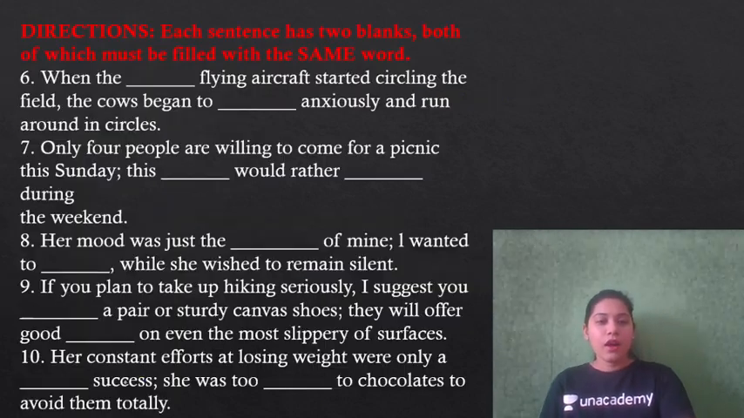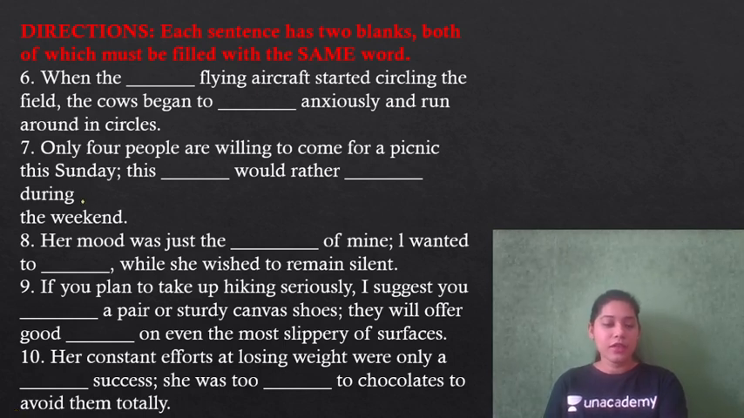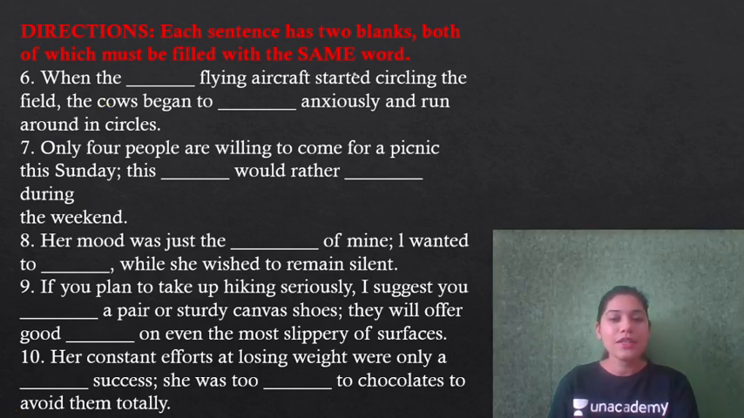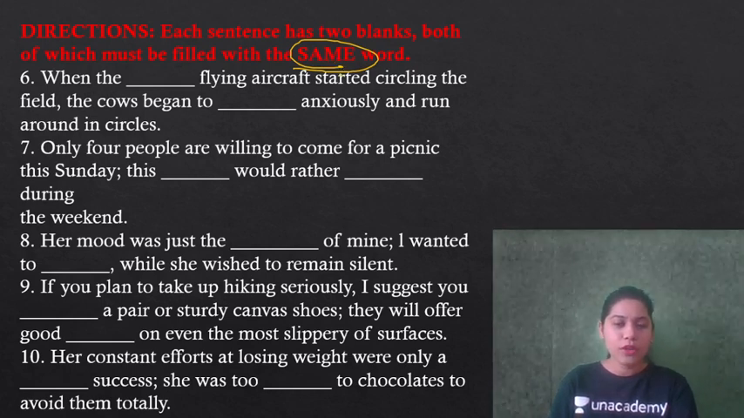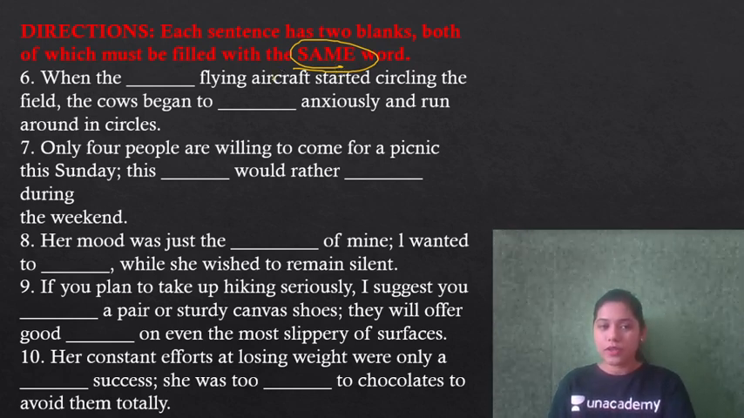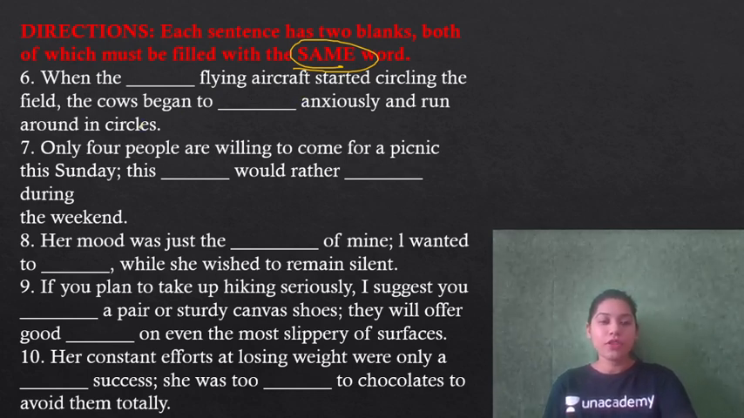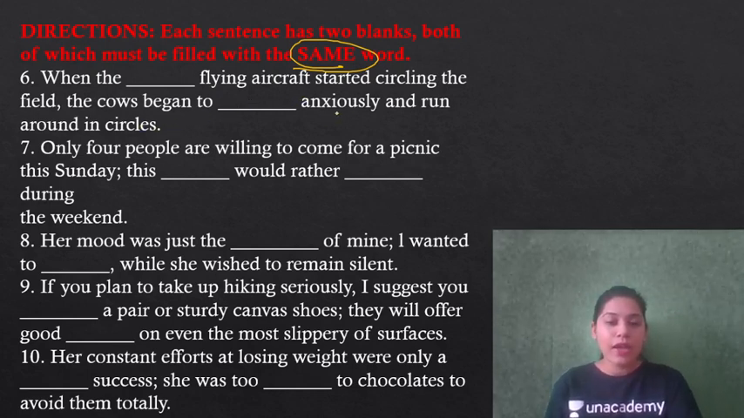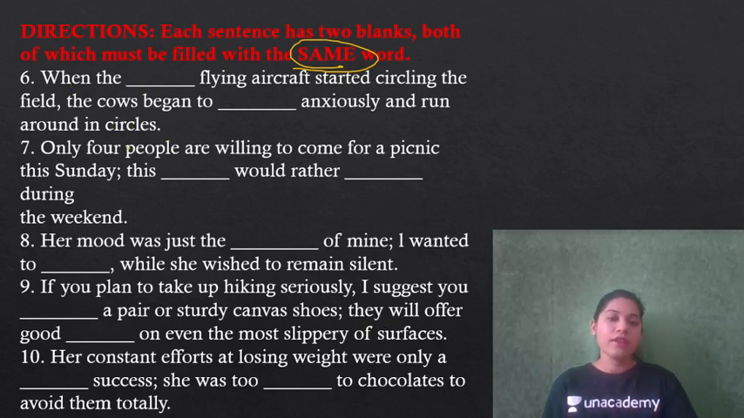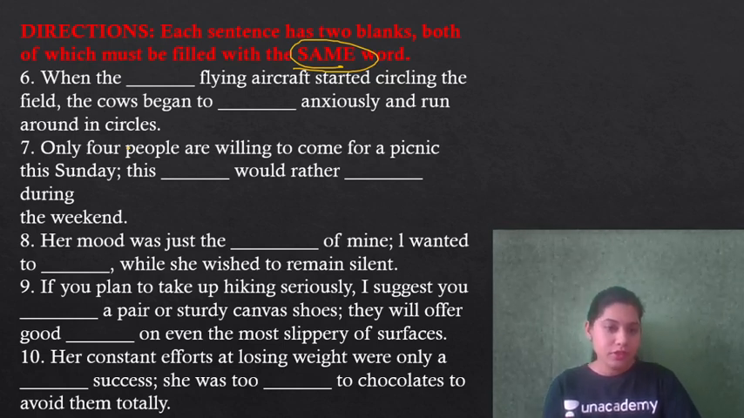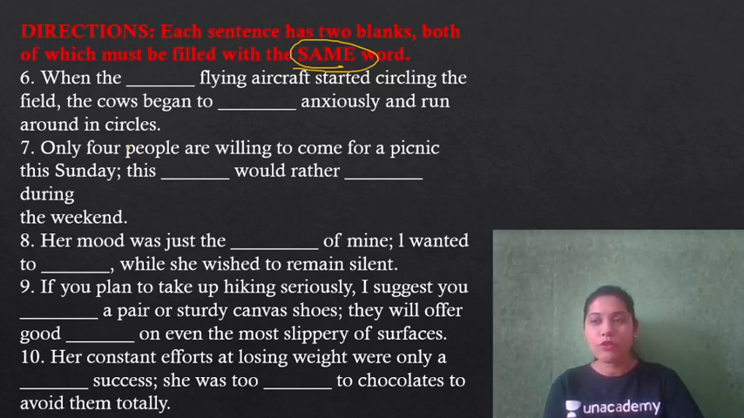Okay. Now, based on the same lines, a few more questions. Each sentence again has two blanks, and we have to find the same word. Whatever we were doing in the last few questions, same thing we are doing here as well. When the dash flying aircraft started circling the field, the cows began to dash anxiously and run around in circles. So think for a while, and then after that we will answer. I want you to think for like 5 seconds before I give you the answer.